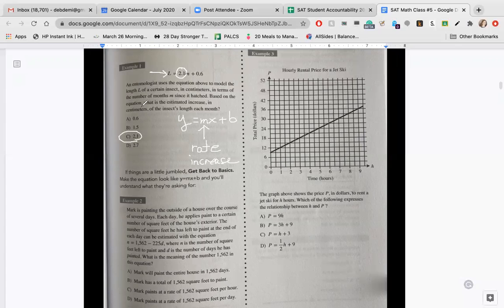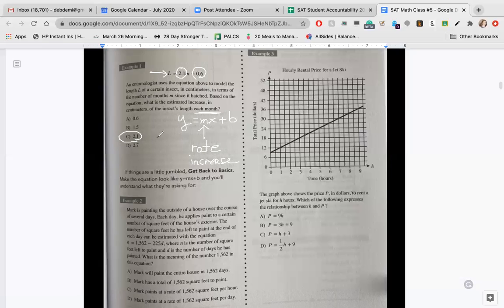So based on the equation, what is the estimated increase in centimeters of the insect's length each month? So each month, it's not like the starting value. The starting value is this number. This is your rate, your increase. So they give you all these words that don't really matter because they give you this formula. But you can just go to the last sentence and figure it out.